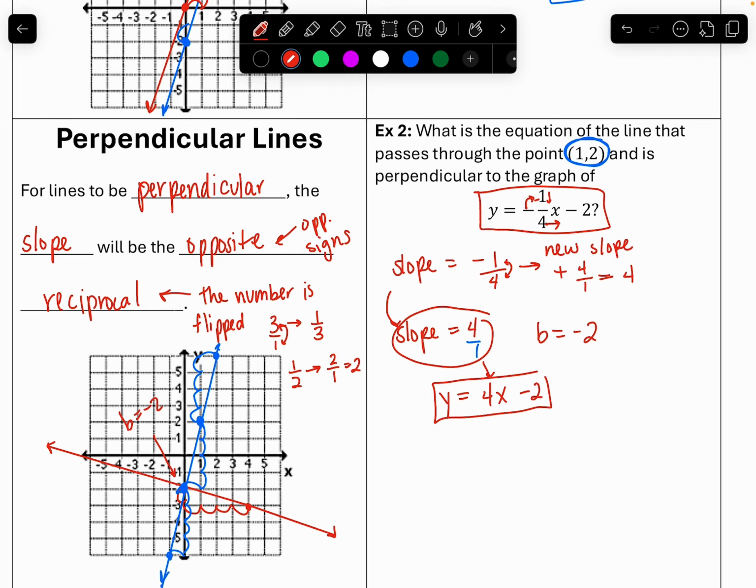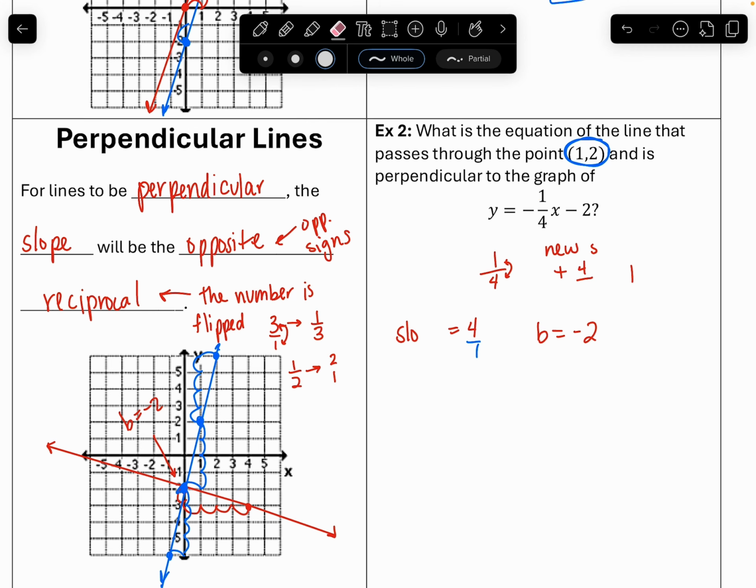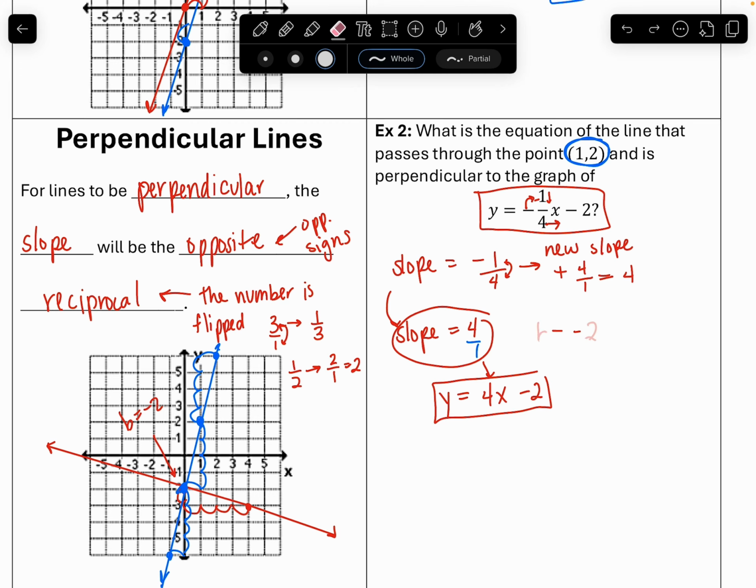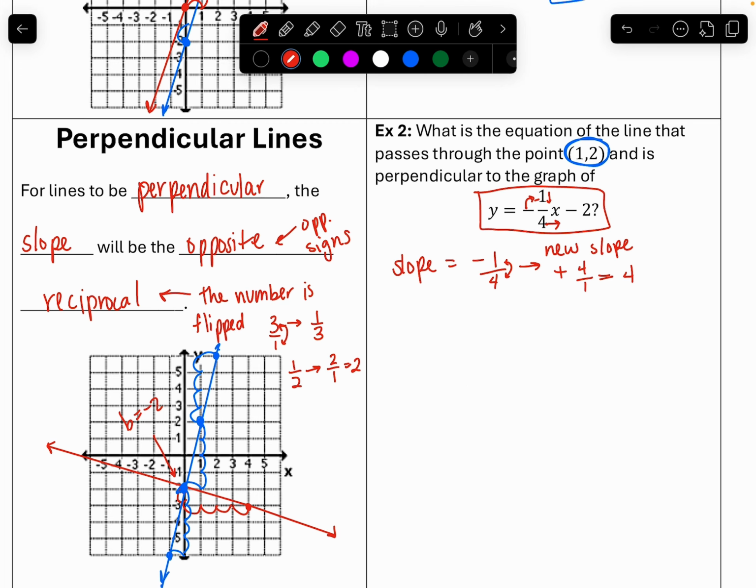Okay, so I'm going to show you the other different ways. You can do it graphically. You can also do it algebraically. You guys can choose whatever you want to use. We already graphed that first one. Now let's do it algebraically.